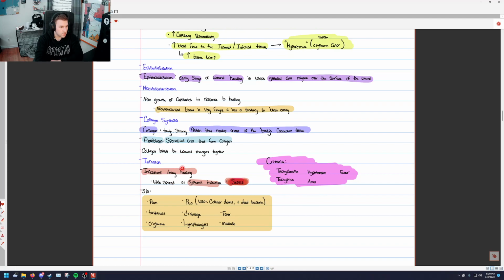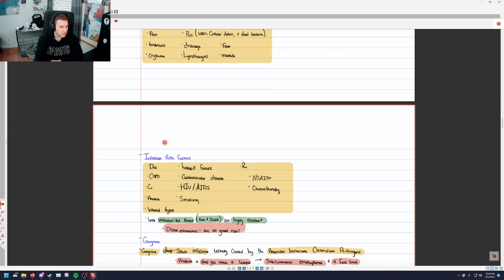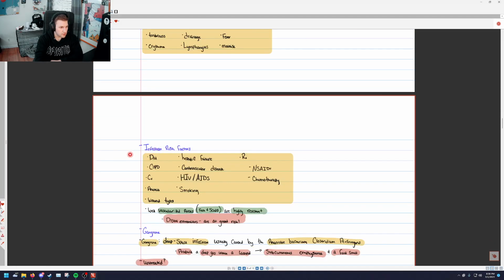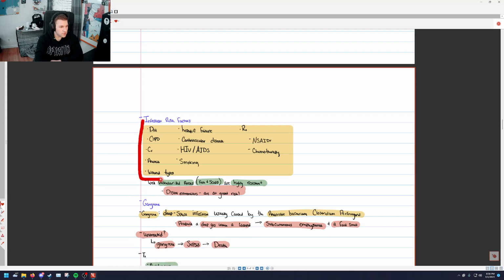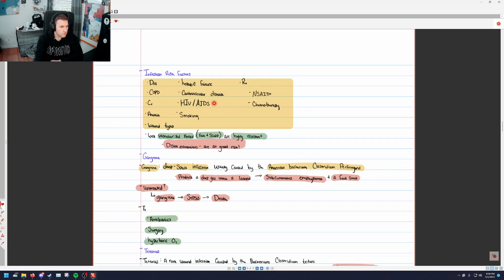I think for the most part we can skip a lot of this stuff. It's just really not going to be helpful at all for our test. But feel free, all my notes are on Google Drive if you need to go back on this. Here's all of our risk factors that will increase the chance or exacerbate an infection. Of course, HIV and AIDS are going to be on there.